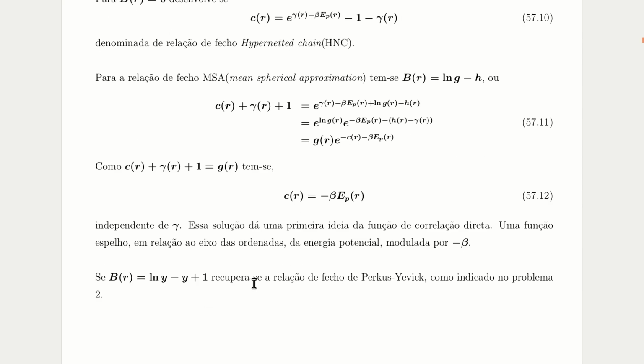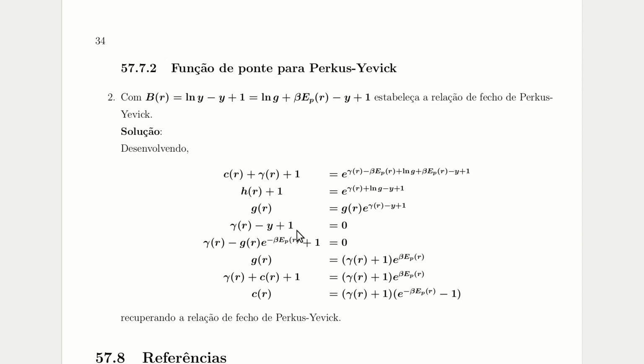Let's go to problem 2. That is problem 2, and I ask you to substitute that in the general relation I gave before to obtain the Percus-Yevick closure relation. So it's very simple, just develop this algebra here.